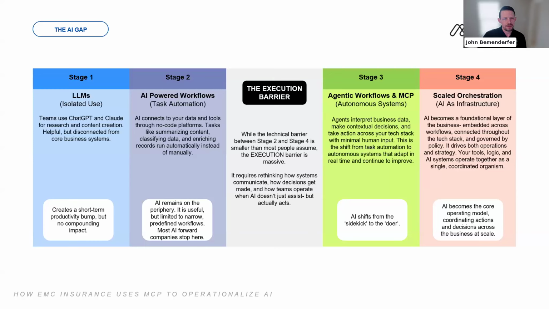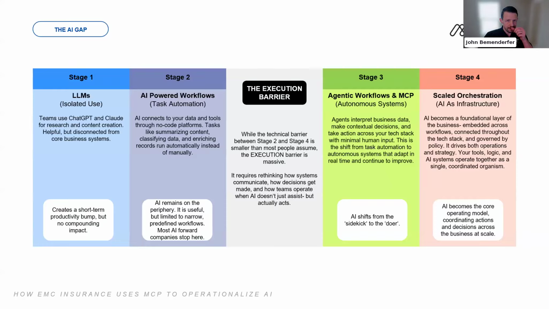The second one is AI-powered workflows. So AI connects to some data through automations, such as classifying tickets or enriching records. It's useful but narrow, and it's usually predefined. This is where most AI-forward companies stop.